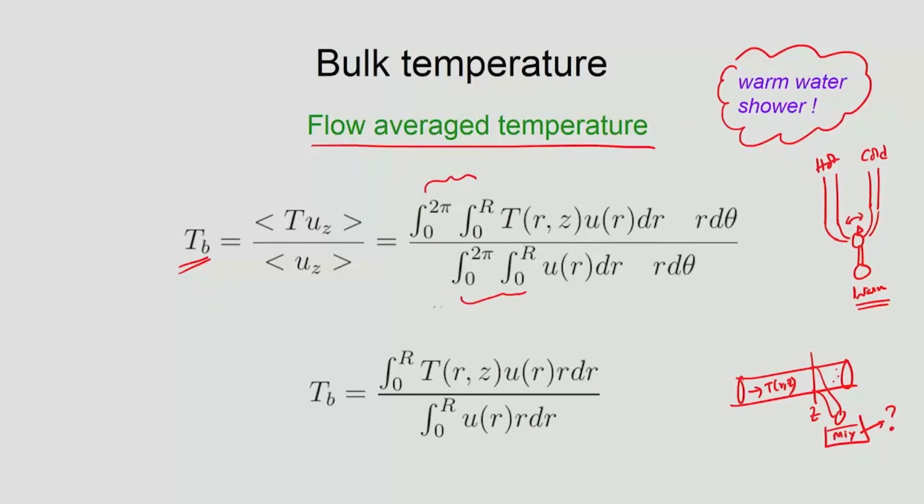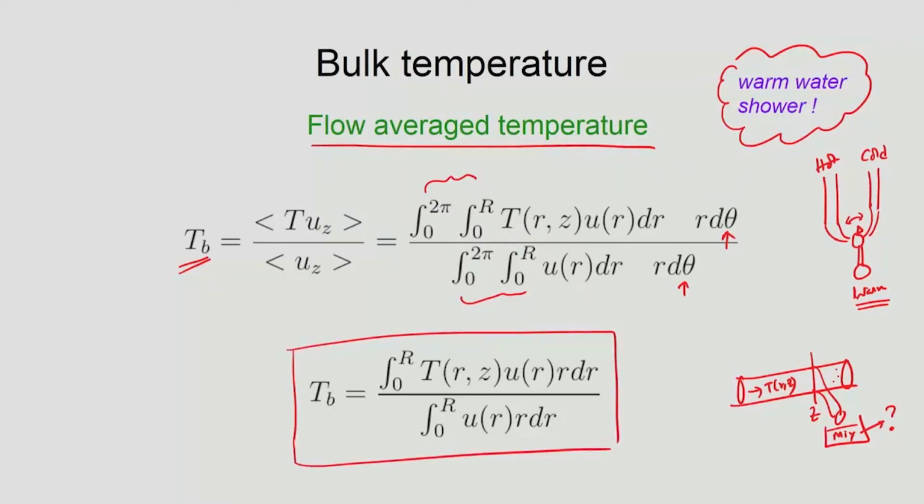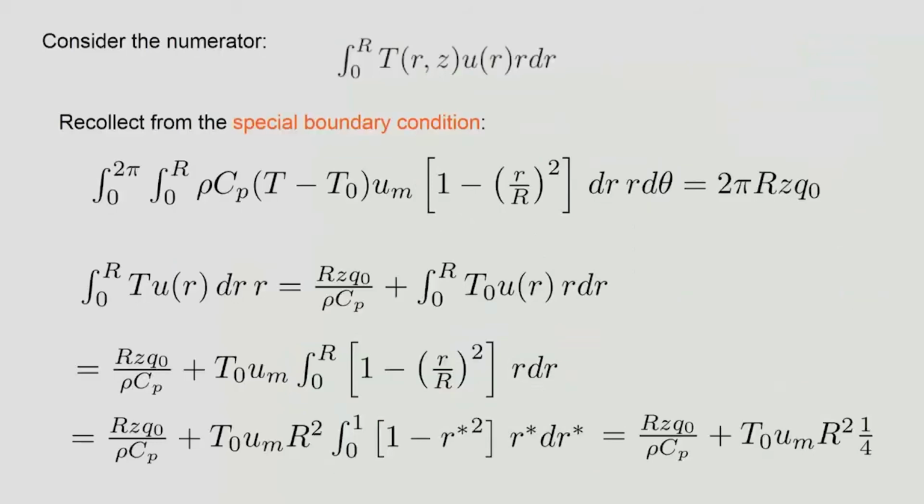Now, we are dropping the theta integration in the denominator and numerator because there is no theta variation. You would get 2 pi in the numerator as well as the denominator if you drop it, and we will simplify the bulk temperature definition with only the r variation here. So, you have got T and velocity r dr, over velocity r dr. Okay, that is the averaging that is done. Now, velocity is already available as an expression, so we can substitute and get this. The special boundary condition can be used to evaluate this.